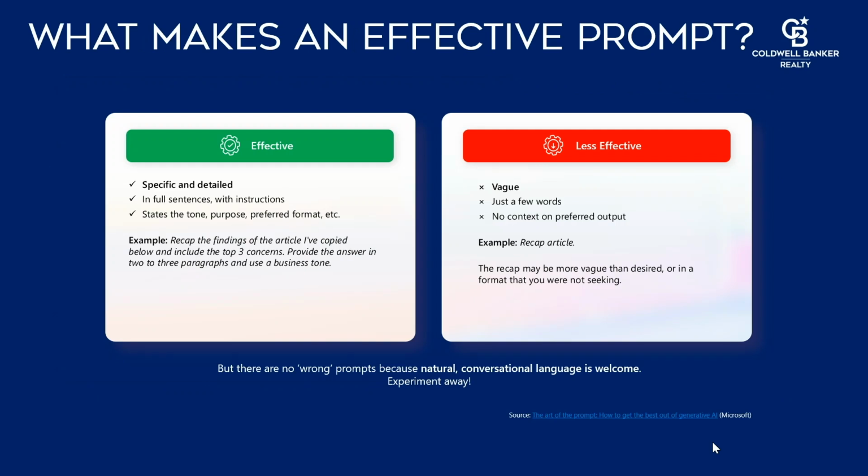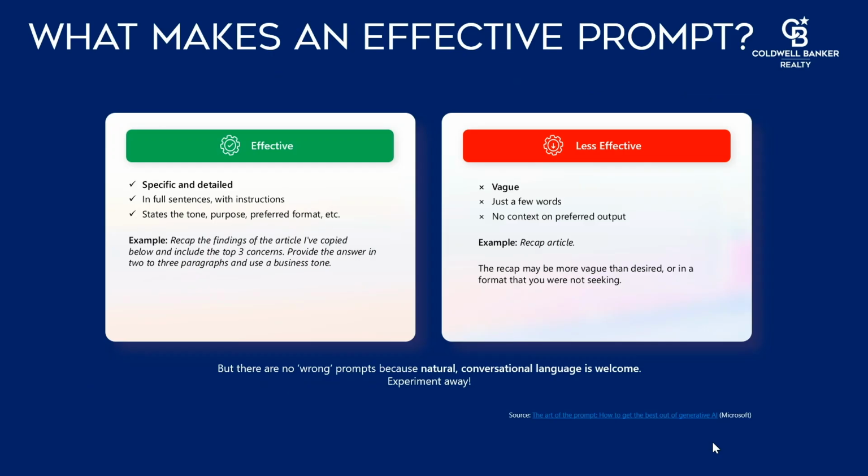Now let's talk about what makes an effective prompt. An effective prompt is specific and detailed. It's written in full sentences with instructions, and it states the tone, purpose, preferred format, etc. An example of an effective prompt is: recap the findings of the article I've copied below and include the top 3 concerns. Provide the answer in 2 to 3 paragraphs and use a business tone.